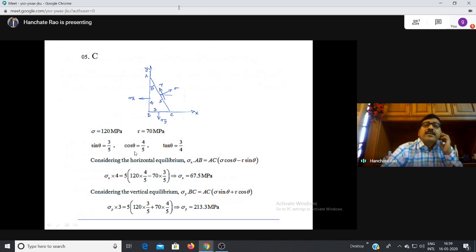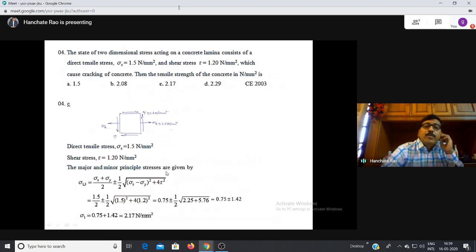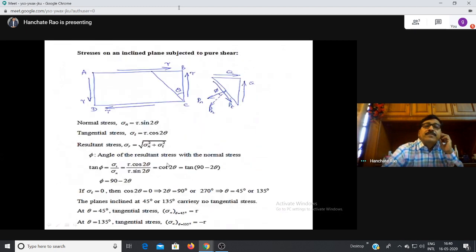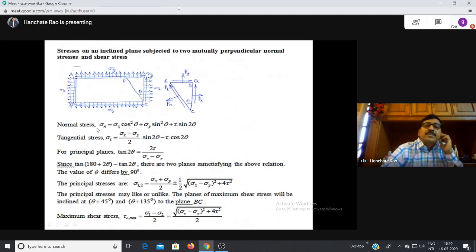So let us take this problem. Sigma is equal to 120 megapascals and tau is equal to 70 megapascals. Considering the horizontal equation, you don't bother about this. What you can do is go back to this equation. You have sigma normal is equal to sigma x cos square theta plus sigma y sin square theta plus tau sin 2 theta. Tau he has given 0. So we have sigma normal is equal to sigma x cos square theta plus sigma y sin square theta.